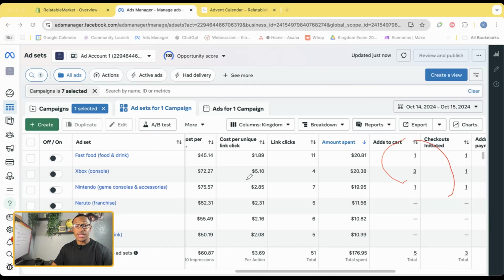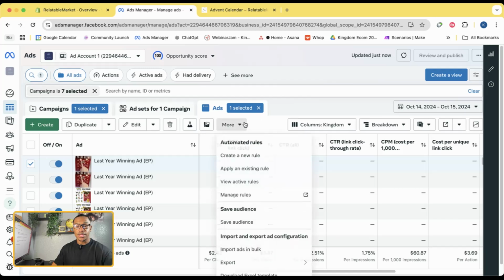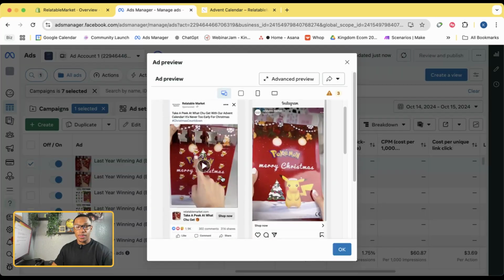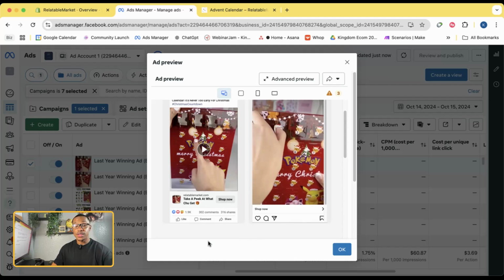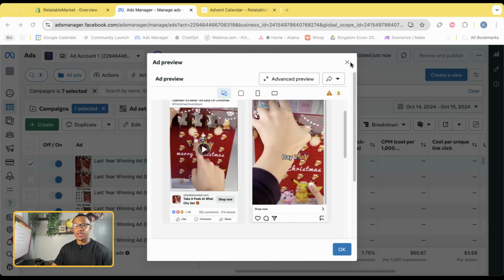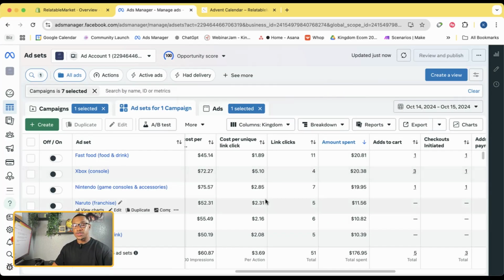We're testing to see what gets the lowest cost per link click, which is basically the cost for someone to click on that buy or shop now button on our ad. So here's what that ad looked like, so you guys get an idea. And what we're testing is to see how much it costs for someone to click this shop now button. That's our main goal and our main thing that we're looking for.